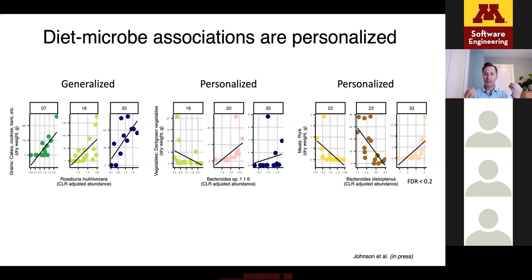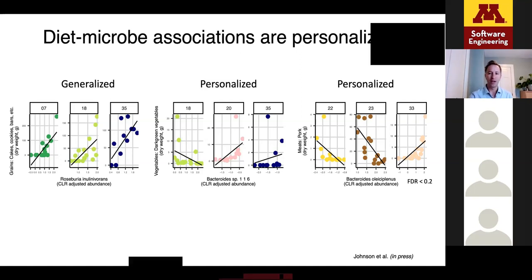And if we each eat dark green vegetables, maybe in your gut, the Bacteroides species 116 is able to utilize them because of the combination of other bugs that they work with. And in mine, it actually enables some other bug that outcompetes it, and so it could be that the ecosystem is sort of taking these foods down different metabolic routes. But the basic finding we saw was that these species-diet associations were very personalized.